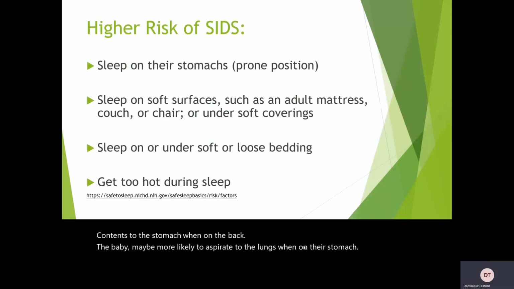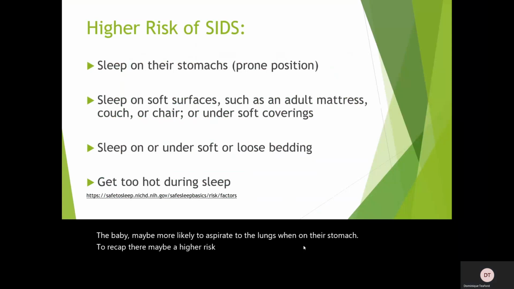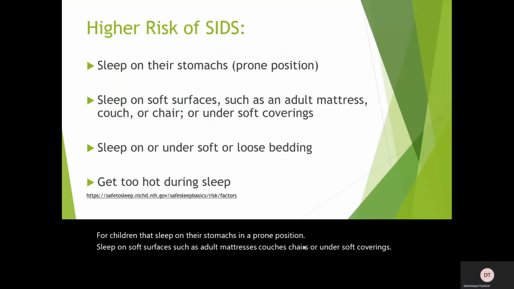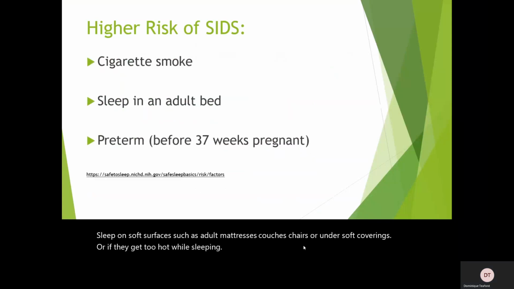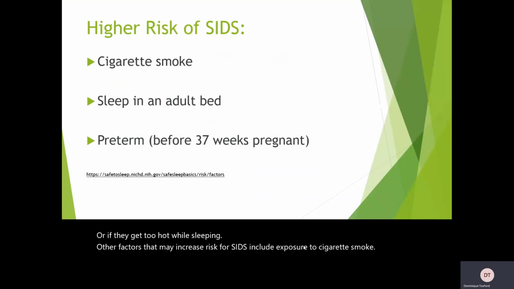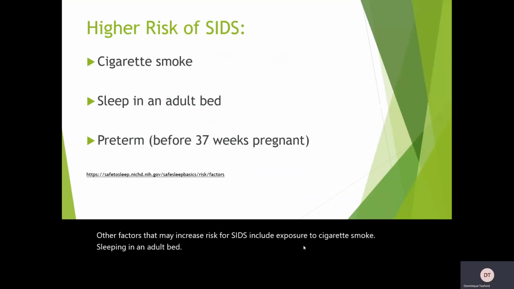To recap, there may be a higher risk of SIDS for children that sleep on their stomachs in a prone position, sleep on soft surfaces such as adult mattresses, couches, chairs, or under soft coverings, or if they get too hot while sleeping. Other factors that may increase risk for SIDS include exposure to cigarette smoke, sleeping in an adult bed, or birth preterm, before 37 weeks.